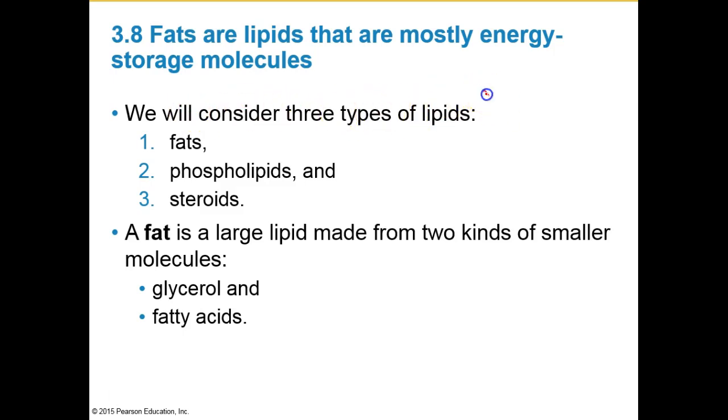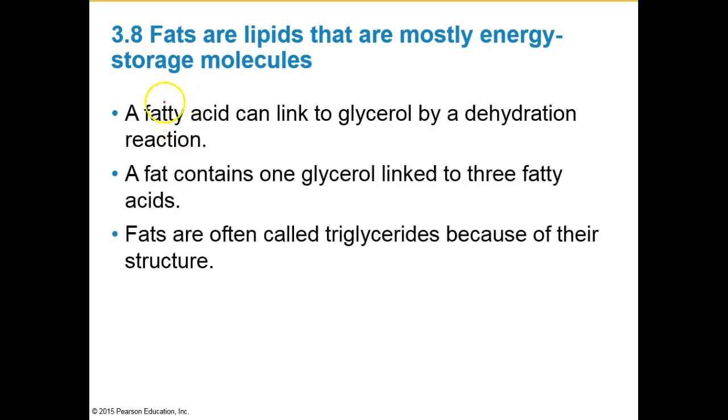So the three types that we need to know are fats, phospholipids, and steroids. Okay, those are the three major types. A fat's a large lipid that's made of two kinds of smaller molecules, just a glycerol and fatty acids. That's what makes up a fat. A fatty acid can link to a glycerol from, oh, you guessed it, a dehydration reaction. Okay, that's how it works.